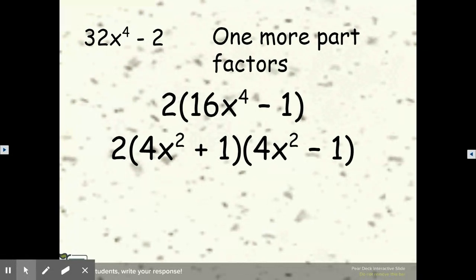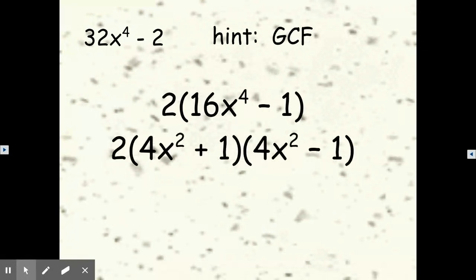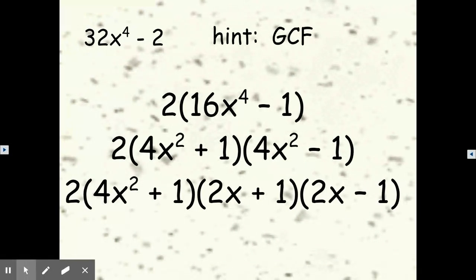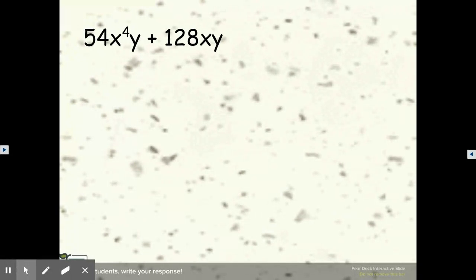It does factor. Try it first. So if you got 2x plus 1, 2x minus 1, you're correct. So notice that this one has all four factors here with the 2 out in front and the other three things. Here's another one where you're going to have to take out a greatest common factor. Try this first and pause the video.